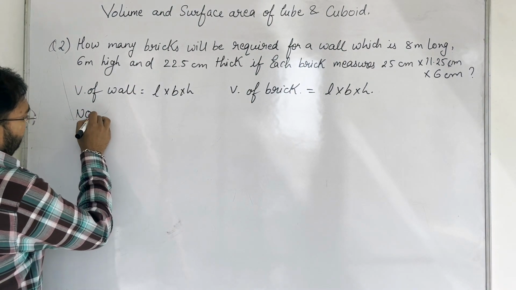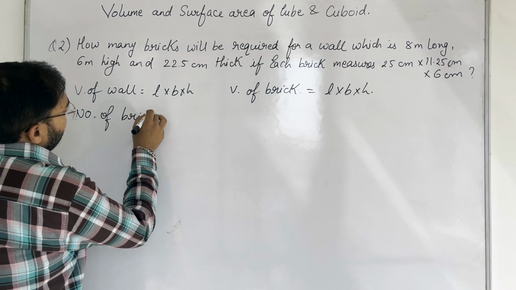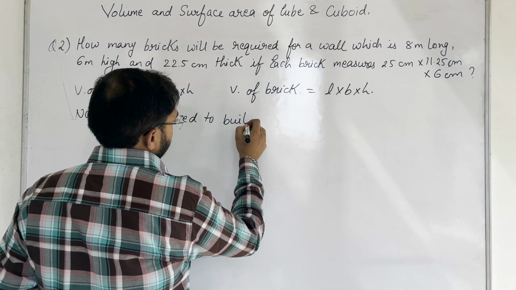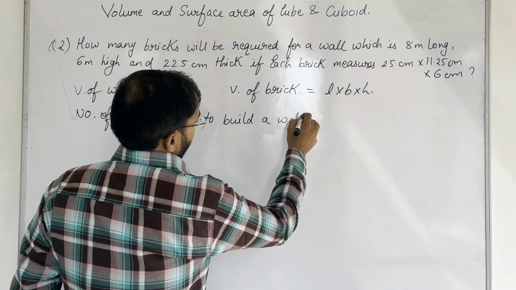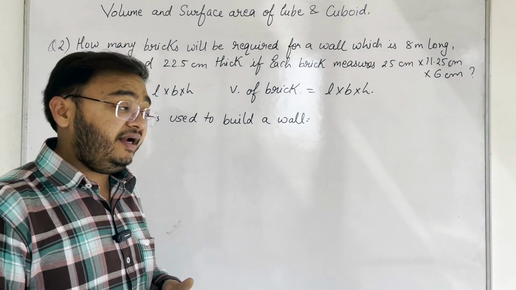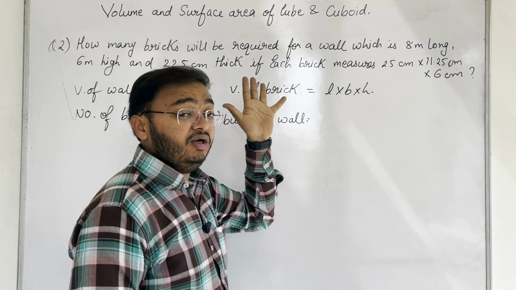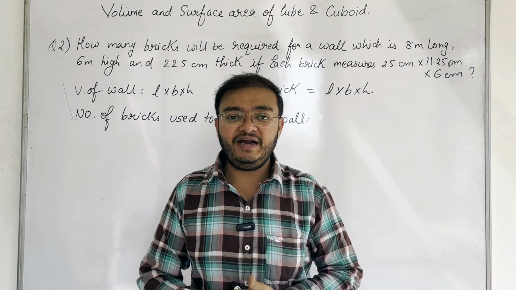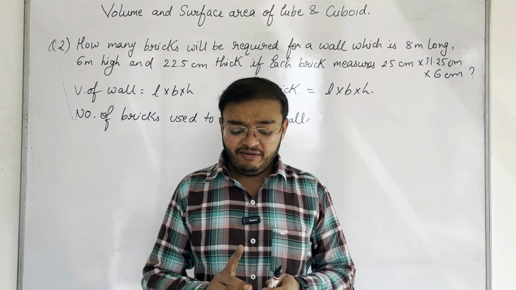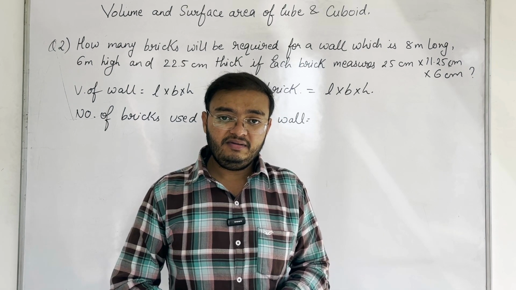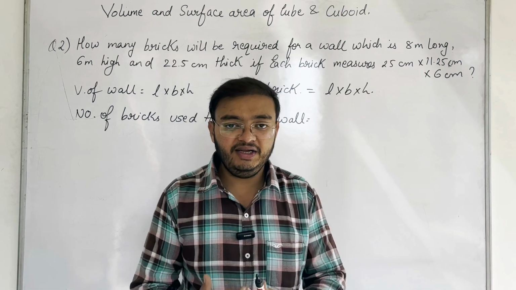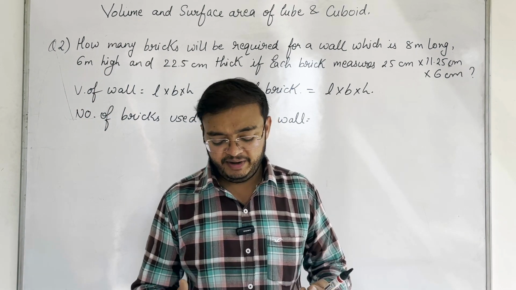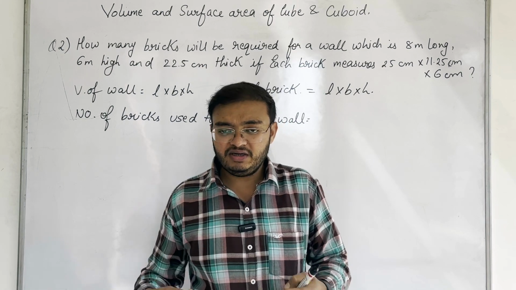Now when I want to know the number of bricks used to build a wall, for this I would suggest you not to find the volume of wall and the volume of bricks separately. Using a general shortcut, you can directly find the number of bricks. Now you just tell me whose volume would be greater, wall or brick? Definitely you will say, sir, wall, because wall is big enough. And what would be the volume of brick? Small, less than the wall, because it's small.